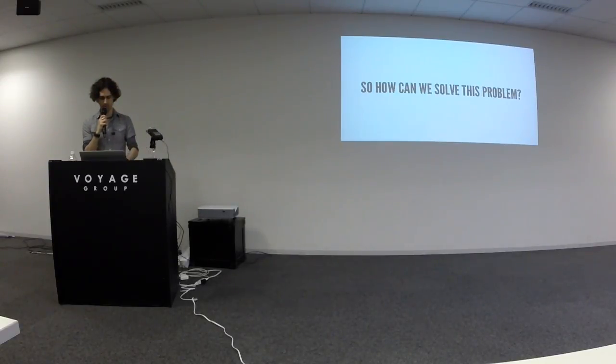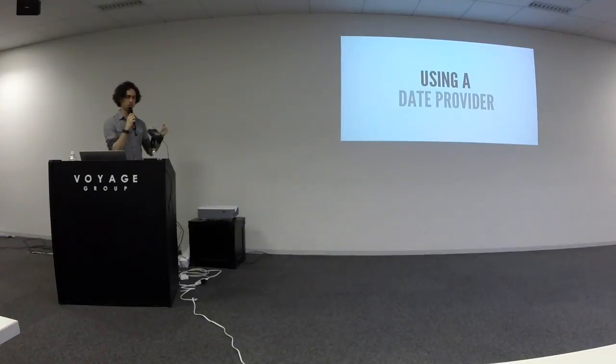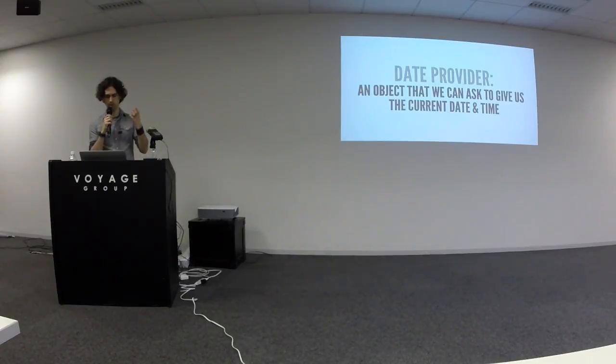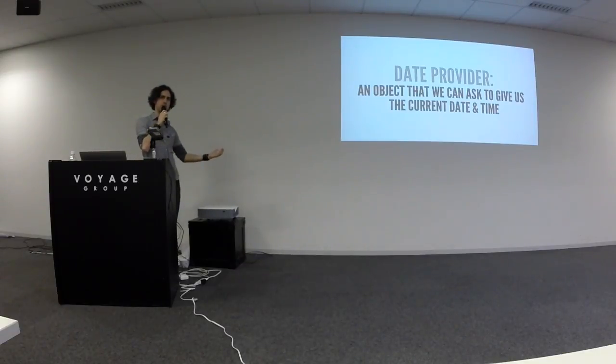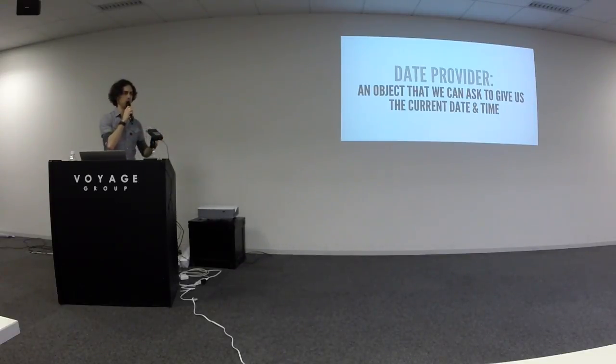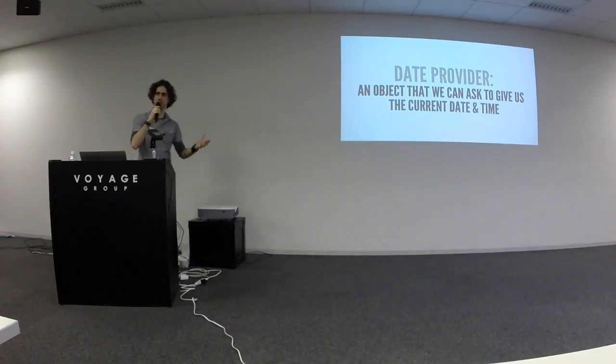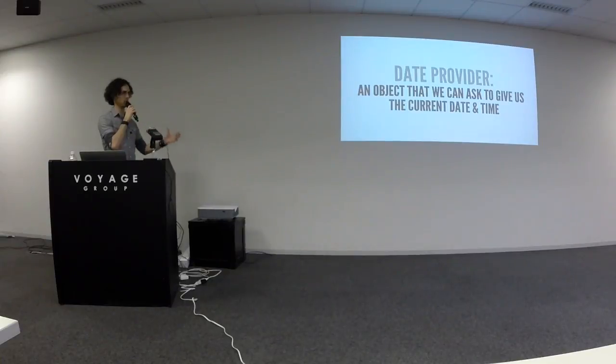So we are going to use a date provider. The date provider is a pattern where we can ask an object to give us the current date and time. And a provider pattern can be generalized to say it is an object that provides us something. You could have all sorts of different kinds of providers. The kind of provider we need is one to tell us what the current date and time is. And so this is what we are going to do.